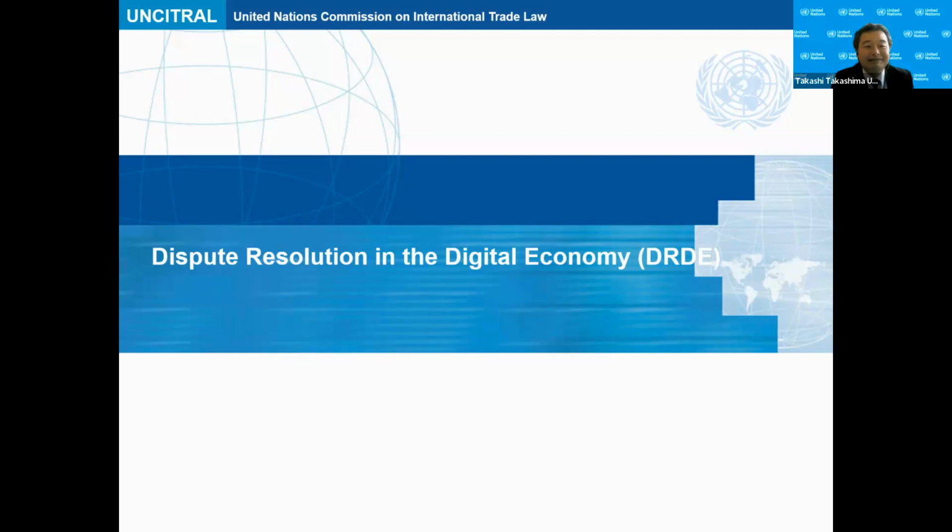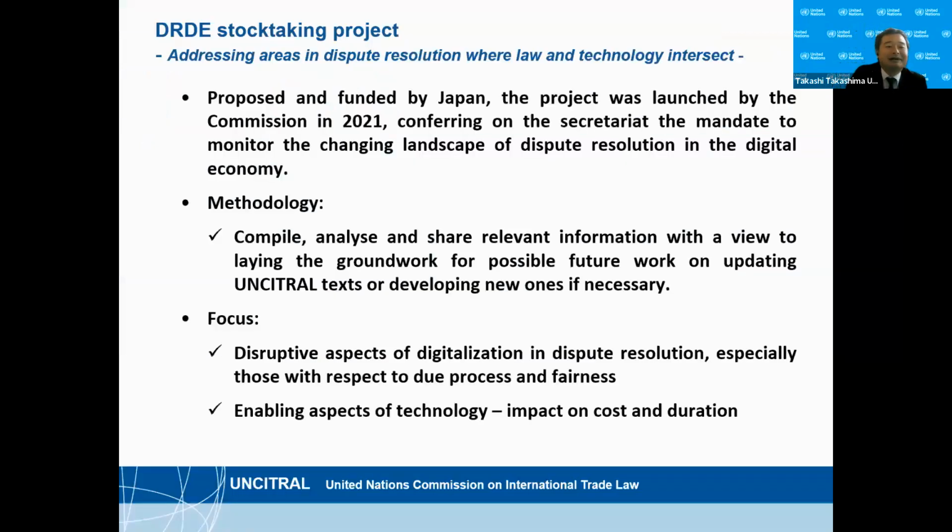The project was launched by the Commission in 2021, and it conferred on the Secretariat the mandate to monitor the changing landscape of dispute resolution in the digital economy. What we mean by monitoring the changing landscape is that we compile, analyze, and share relevant information. As Judith set out at the outset, UNCITRAL is a legislative body in the field of international trade law. So we do this exploratory work with a view to laying the groundwork for possible future work on updating UNCITRAL texts or developing new ones if necessary.